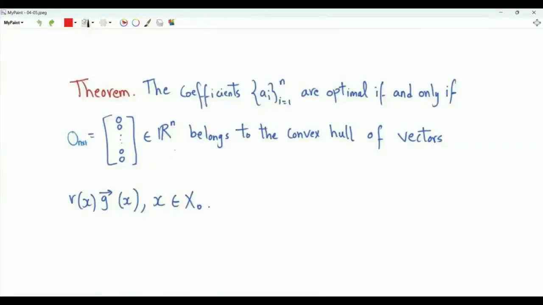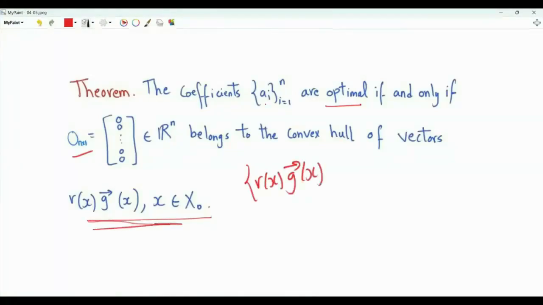We have finished the proof of our characterization theorem. The coefficients from A1 to AN are optimal in the sense of minimizing the L infinity norm of the residual, or the error, if and only if the all zero vector of the n-dimensional space belongs to the convex hull of those vectors. The all zero vector is to be represented as a convex combination of vectors from this set here, the set of vectors R of X, where X is in X0.